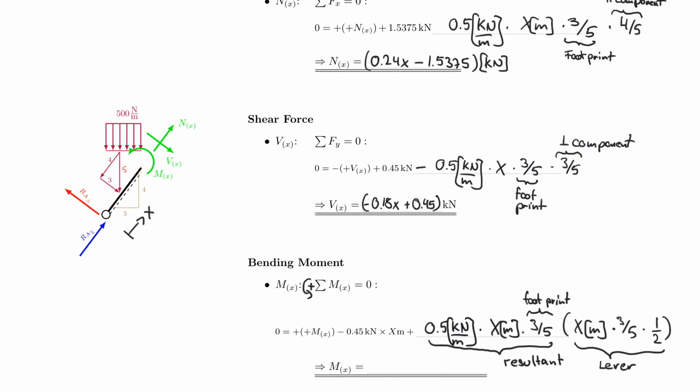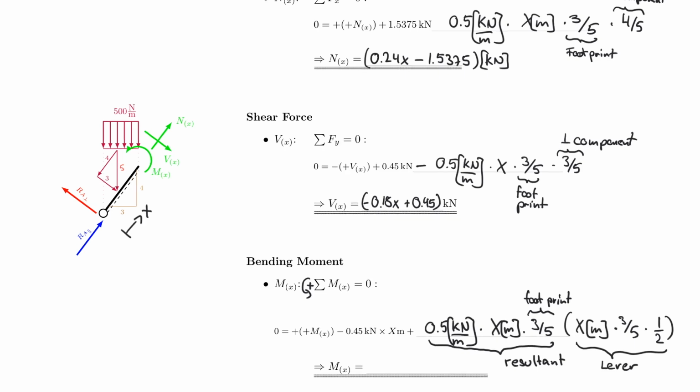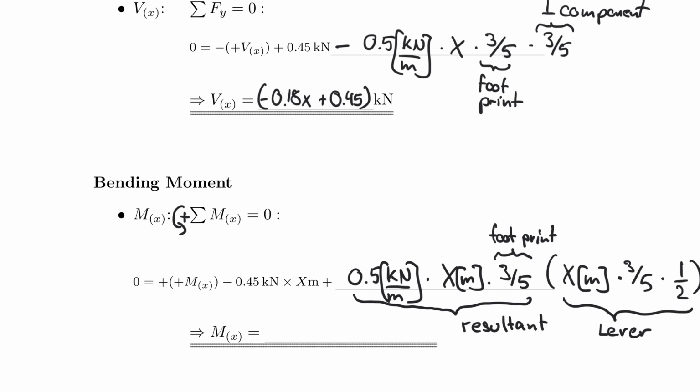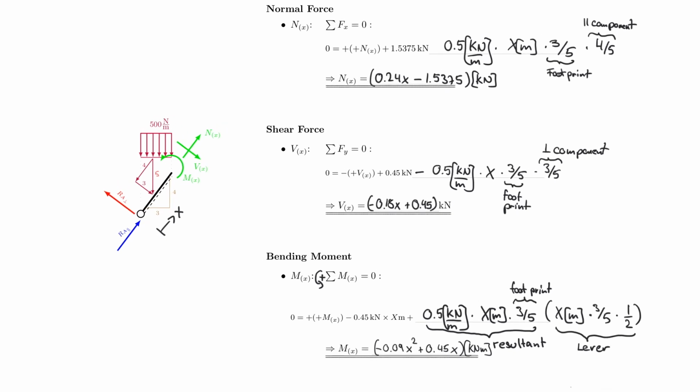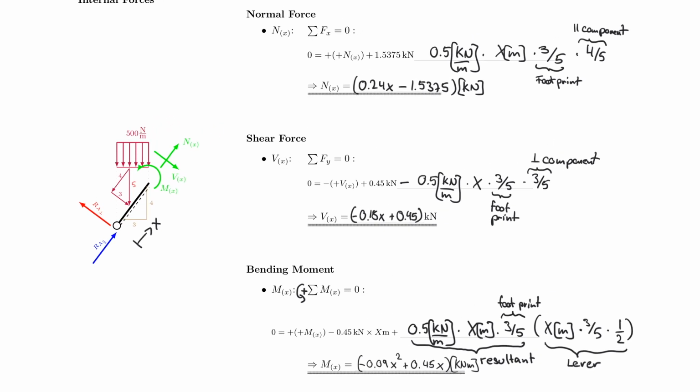So now I can solve the equation and get my m of x. And my m of x in this case happens to be negative 0.09 x squared plus 0.45 x. And that equation is in kilonewton meters. And that is good because it's a derivative of the integration of the shear force function, so that matches. And if I plug in 0 for those x's, then I end up with 0. So let's recap before we move on real quick.